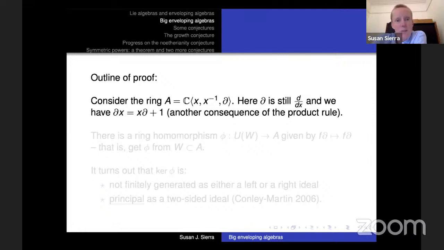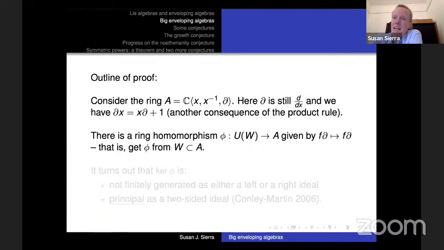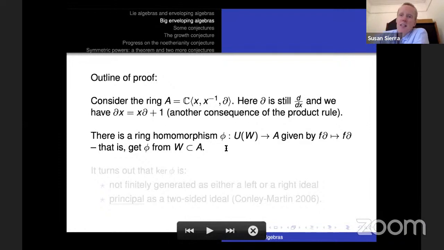Now, from the setup, W is contained in A, since W is Laurent polynomials times del. And in A, I'm certainly allowed to have del squared because it's an associative ring. And so there's a ring homomorphism from U of W to A, given by just sending f times del to f times del. I'm going to call that ring homomorphism phi. And I want to emphasize that this is the first thing you think about when you think about the ring theoretic properties of this enveloping algebra, that there's this ring homomorphism to A.